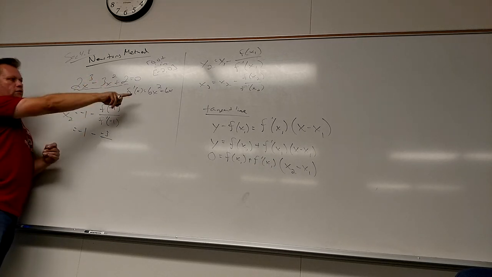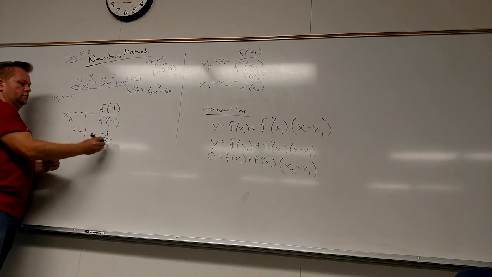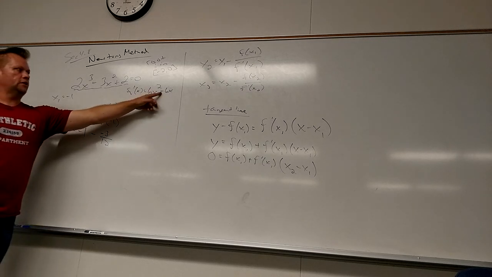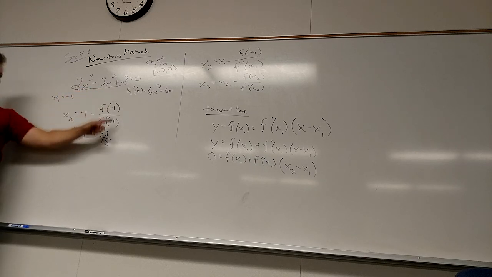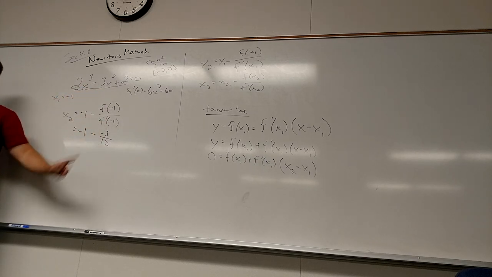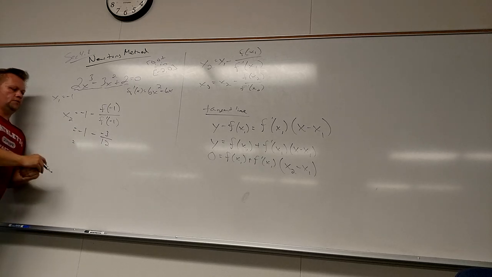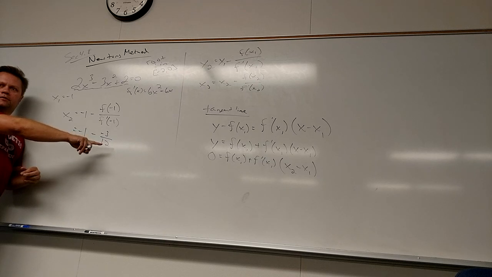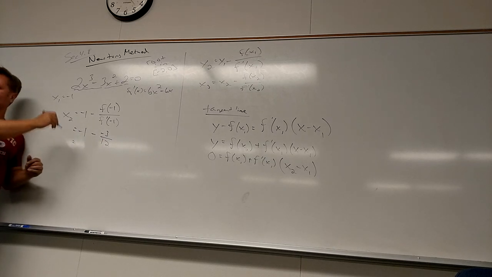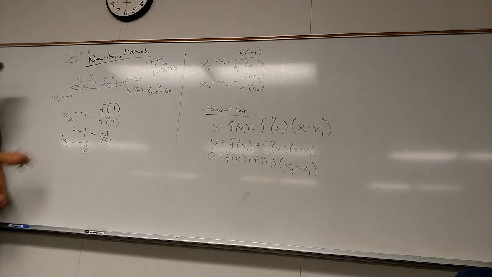What's f prime of -1? 12. Right? It'll be 6 plus 6. Thankfully, it's not 0. That's another place where it freaks out. If the derivative is 0, it freaks out. So what do you get here? Yeah, -1 plus 1/4. -3/4. So that's my second guess. That's x2.